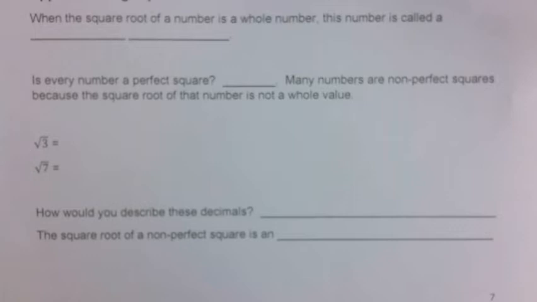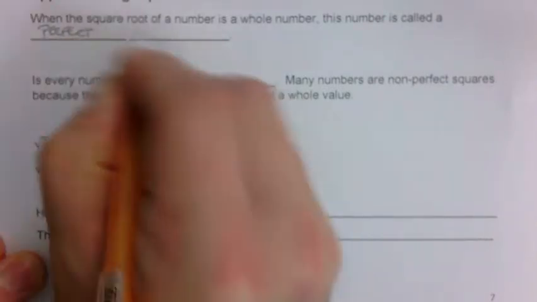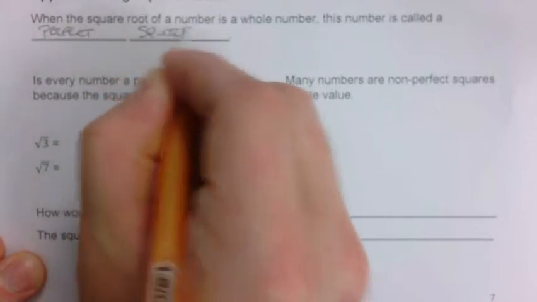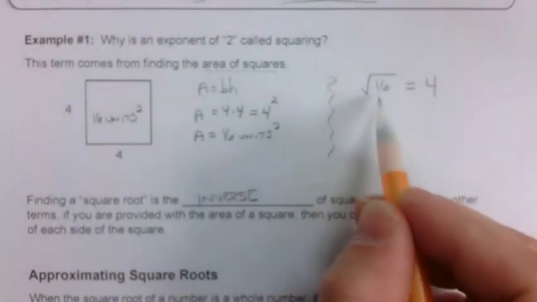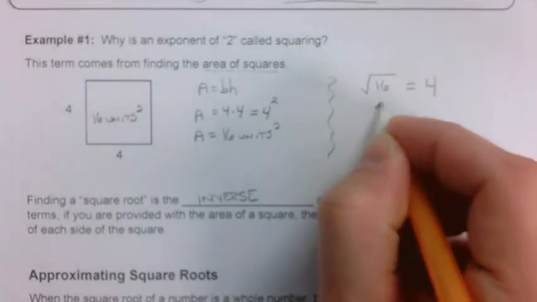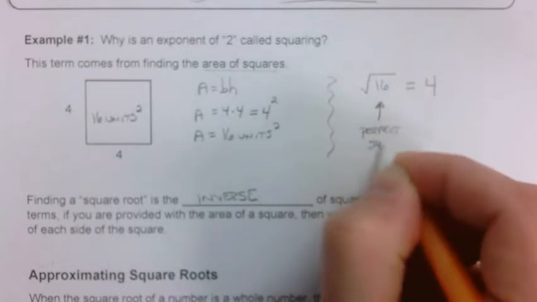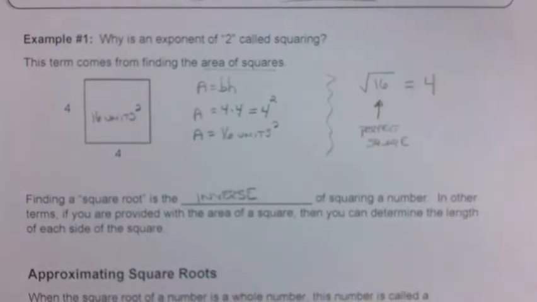Now that we have a basic idea of square roots, our focus today is going to be on approximating square roots. When the square root of a number is a whole number, this number is called a perfect square. In the example that we did above, when I took the square root of 16, I got a whole number of 4. That means the number that I took the square root of, in this case 16, is called a perfect square. So 16 is a perfect square because, again, when I take its square root, I get a whole number.